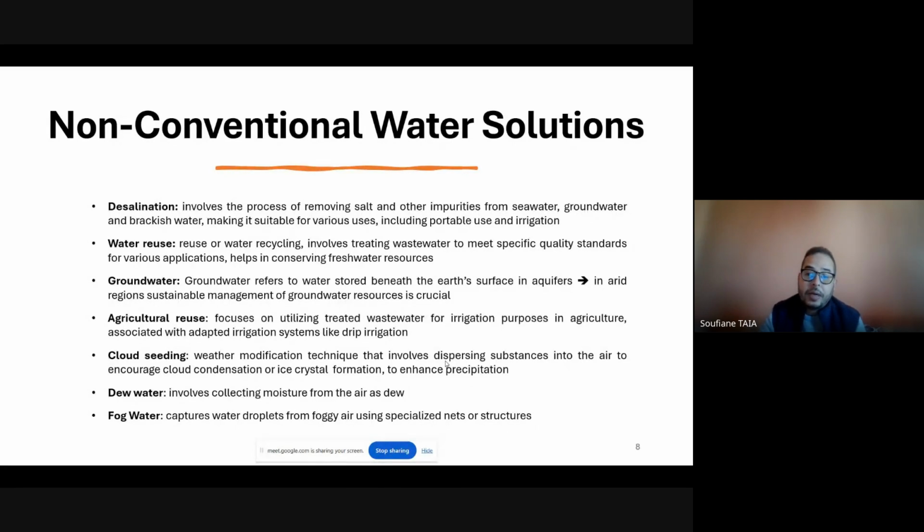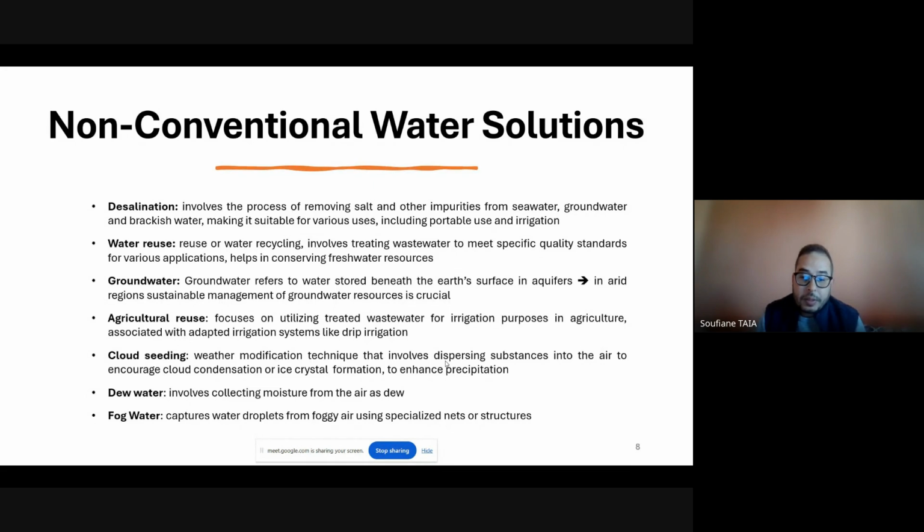So we have selected a range of technologies at our disposal for non-conventional water use. Firstly, desalination. Then we also explored water reuse, groundwater stored in the aquifers, also an important resource, particularly in arid regions. On the other hand, the reuse of treated wastewater for irrigation purposes, for example. Moreover, adapted irrigation systems like drip irrigation try to maximize water use efficiency.